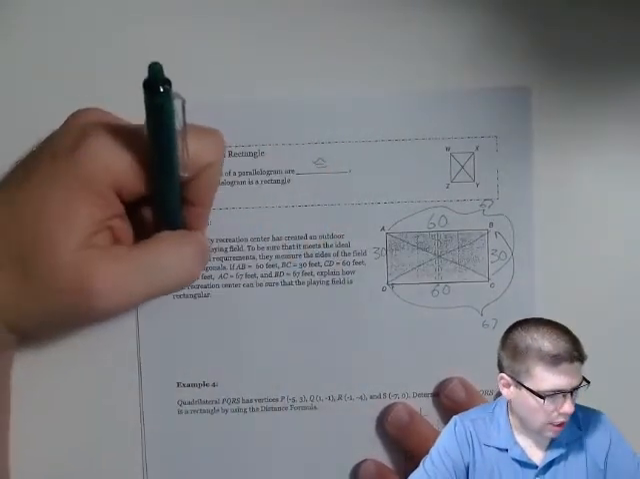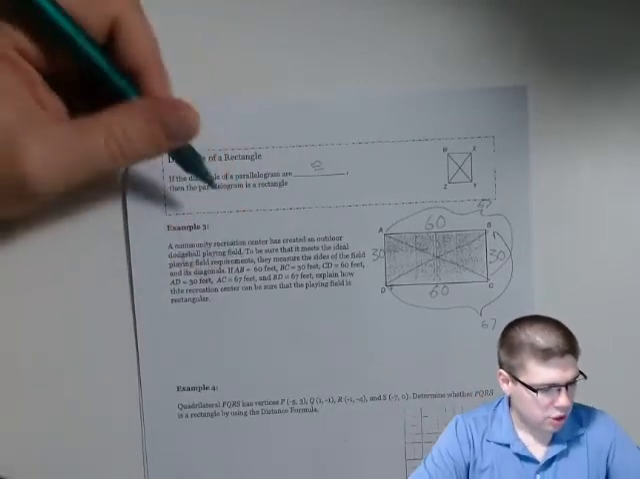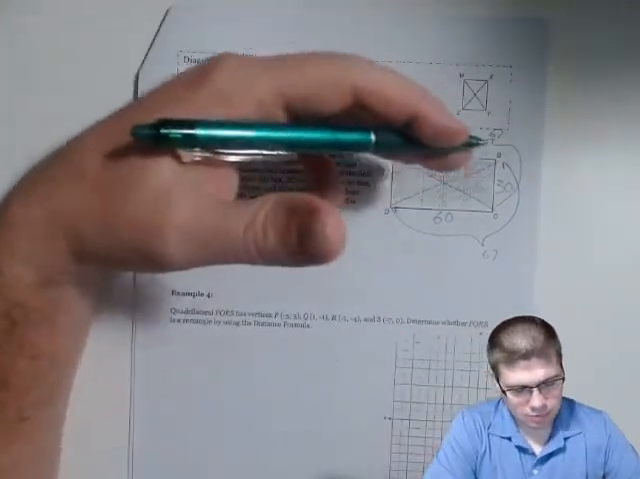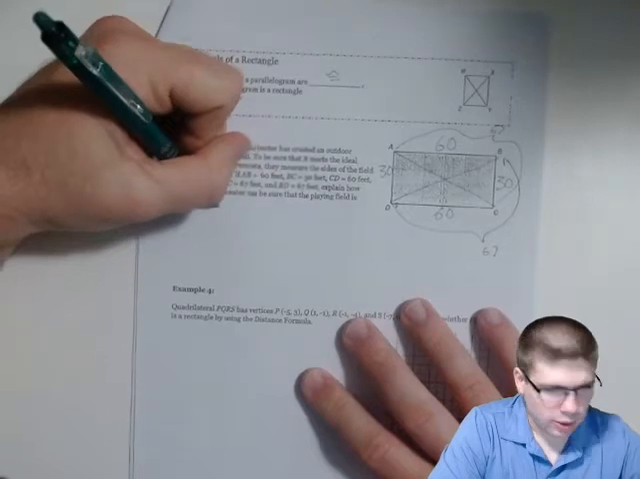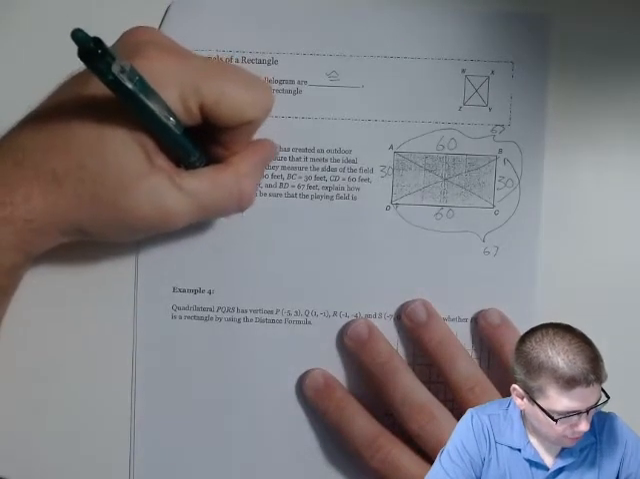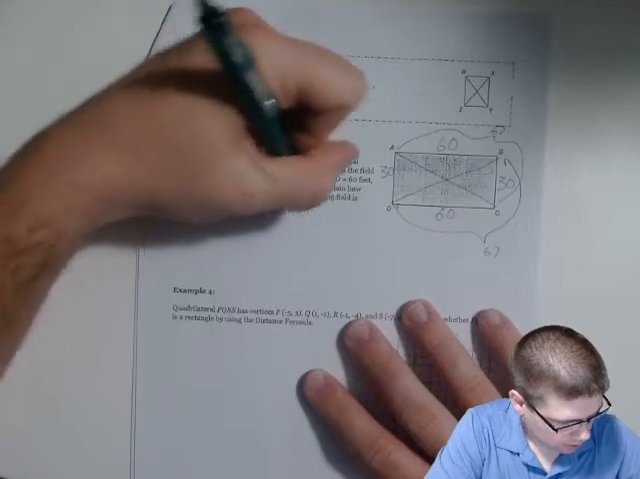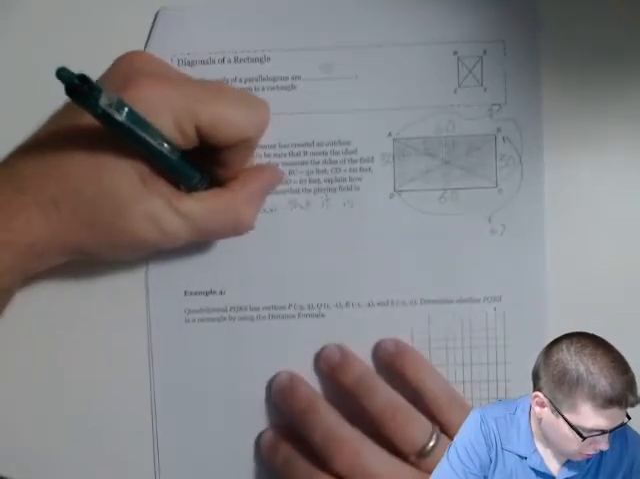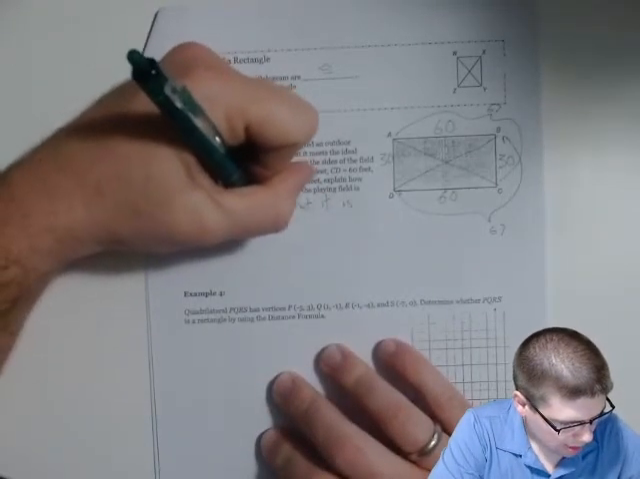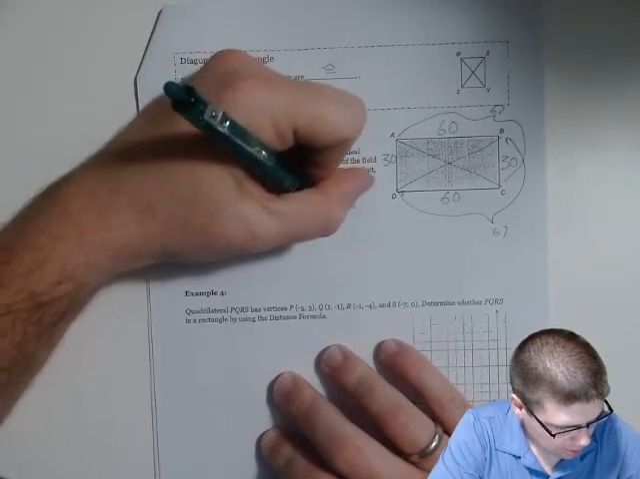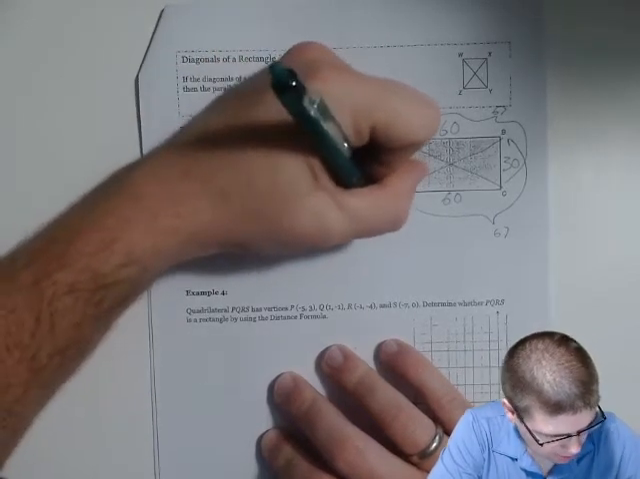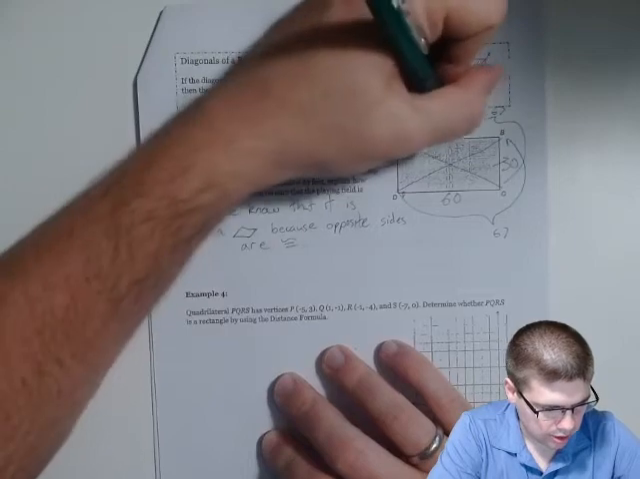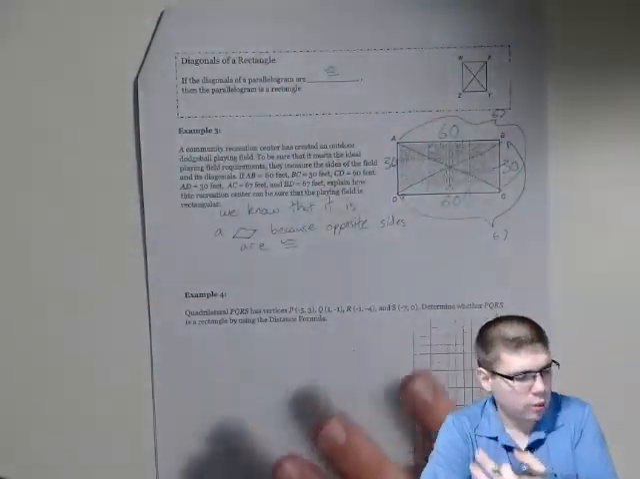All right, explain how the Recreation Center can be sure that the playing field is rectangular. So first, we can say that it's a parallelogram because opposite sides are congruent. So we know that it is a parallelogram. I'm just going to kind of draw the picture of a parallelogram because opposite sides are congruent, right? So 30, 30, 60, 60. So because of that, we know we're dealing with at least a parallelogram.